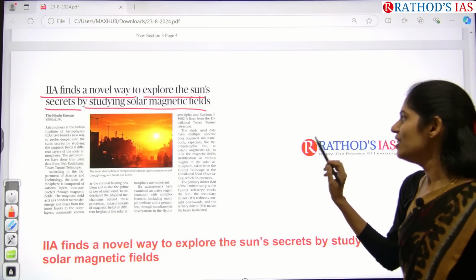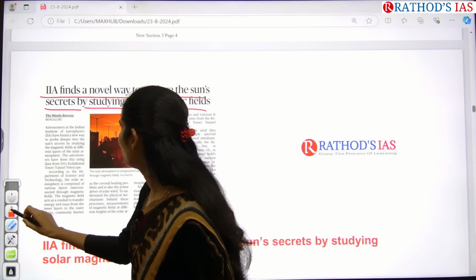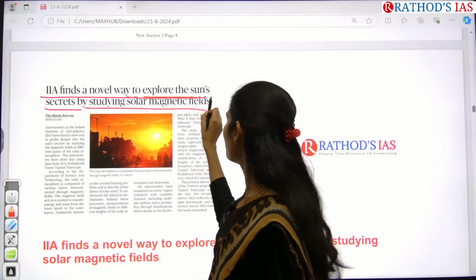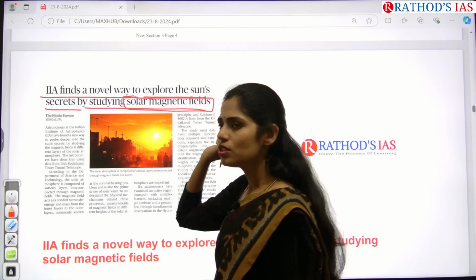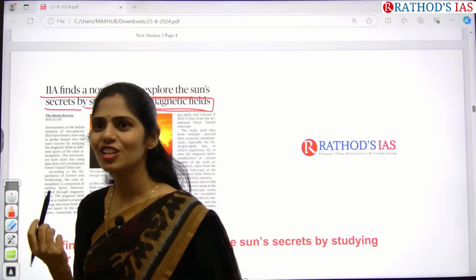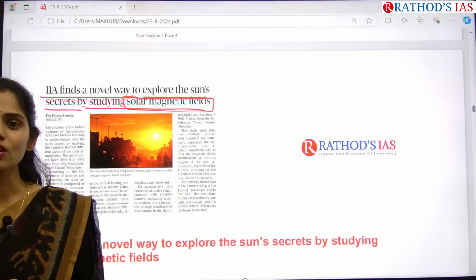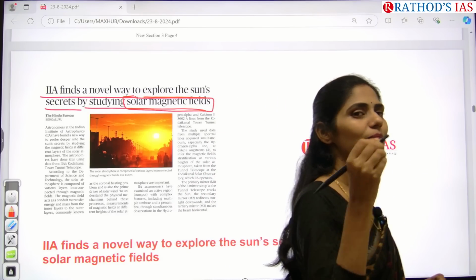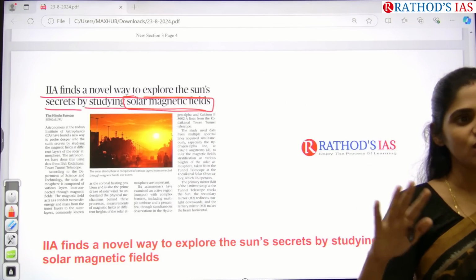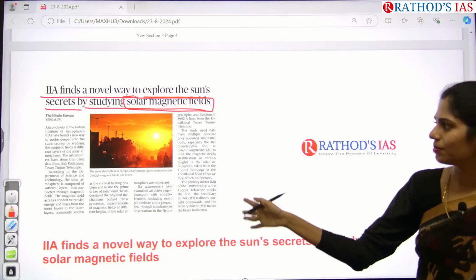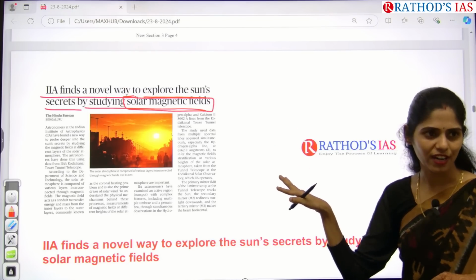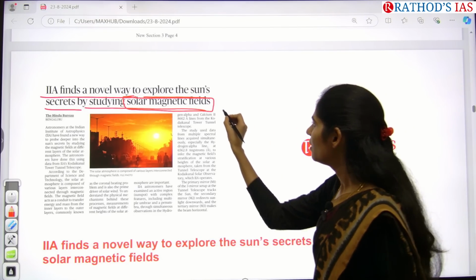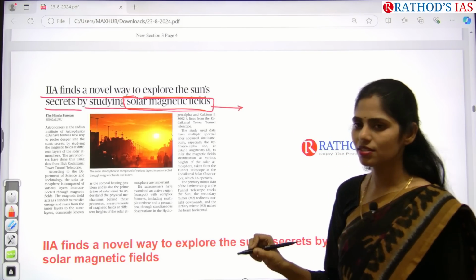Okay. So here where we can connect this topic, it is about solar magnetic fields. Regarding solar winds and solar flares, in 2023 you got a question like what are the following impacts of solar winds and solar flares. So from that point of view, you have to prepare this kind of articles. Yes, tell me from which subjects we can deal with this?